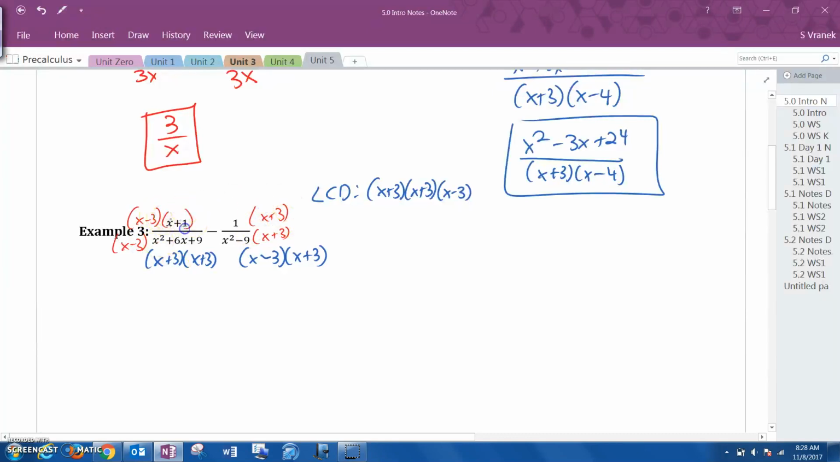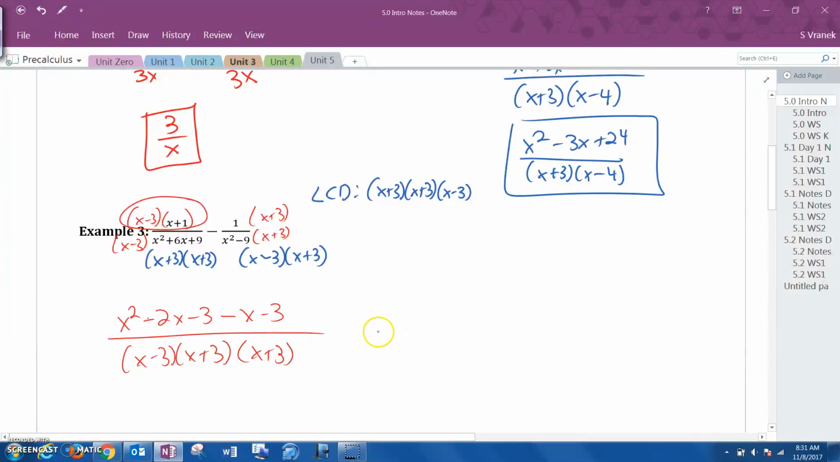Okay, so we're going to have to FOIL this up here because there's two pieces with pluses in them. So when you FOIL these, you get x squared minus 3x plus 1x, which is minus 2x minus 3. And then you have a subtraction, so you have to distribute that to both pieces. So you have minus x minus 3. That's your whole numerator. And then you have x minus 3, x plus 3, and x plus 3. So the last thing to do is just simplify the top. You get x squared minus 3x minus 6 all over this common denominator.